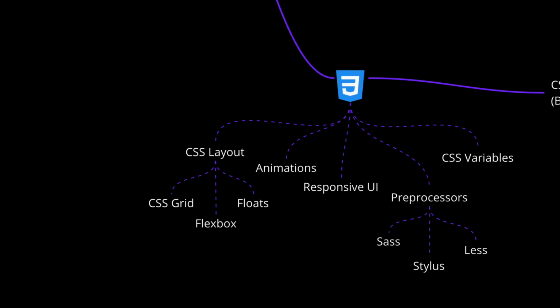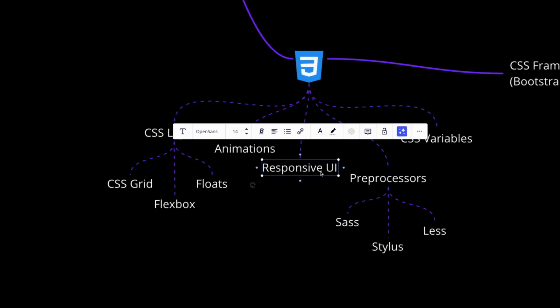Next, we have animations that add life to your web pages with transitions and movements to capture users' attention. We also need to make sure that our website looks great on any screen, and that is the responsive UI part, which is using flexible grids, layouts, and media queries to adapt your pages to large screens, laptops, tablets, and even the smallest screen phones.